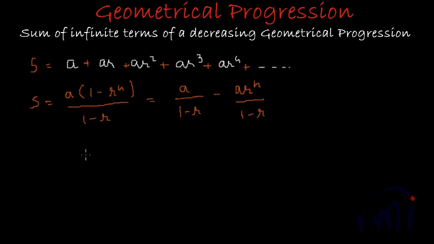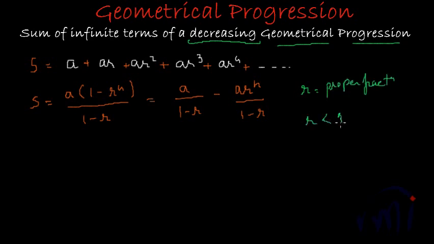And what do we have here? Here we are finding the sum of infinite terms of a decreasing geometrical progression, right? And as we have discussed, a decreasing geometrical progression is when r is a proper fraction. That means the value of r is less than 1. So if the value of r is a proper fraction, or the value of r is less than 1, the value of r to the power n will be much lesser than 1, right?